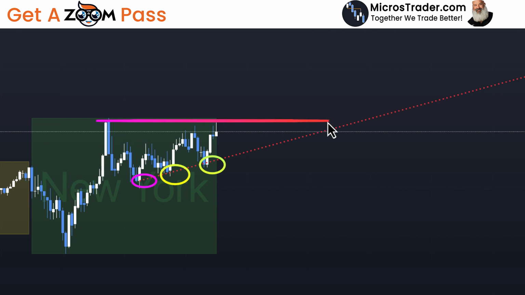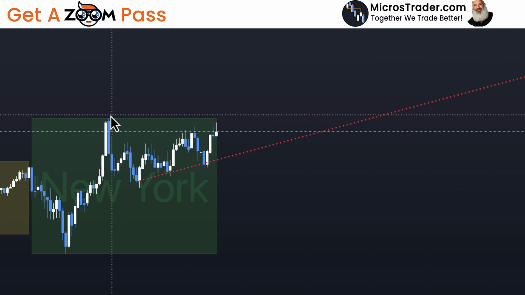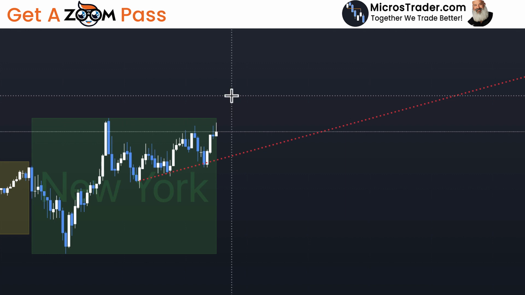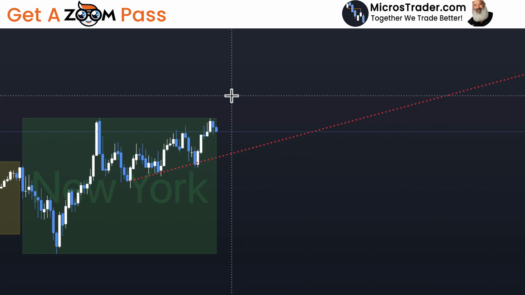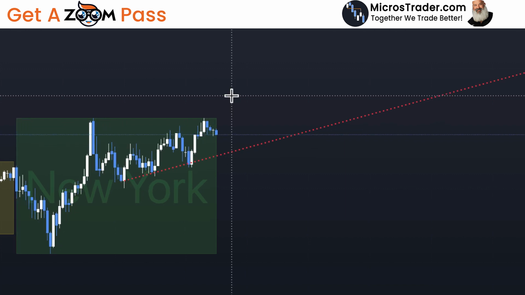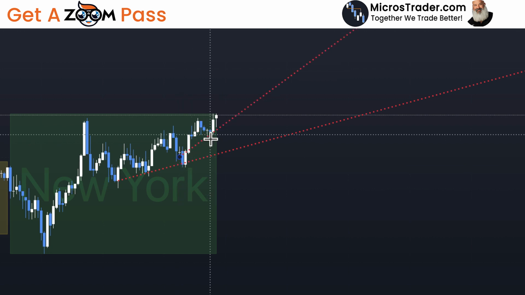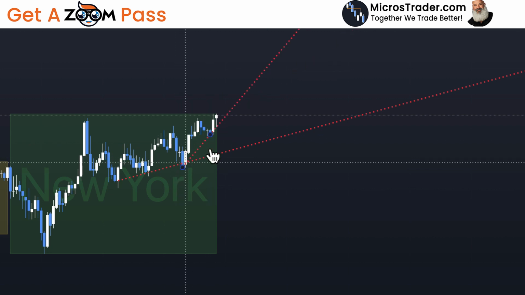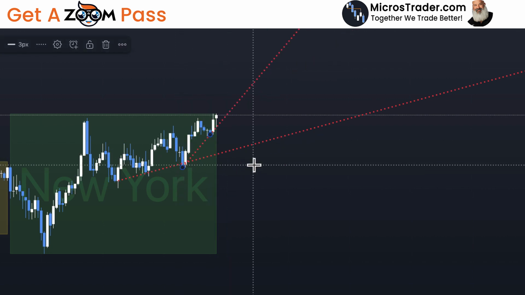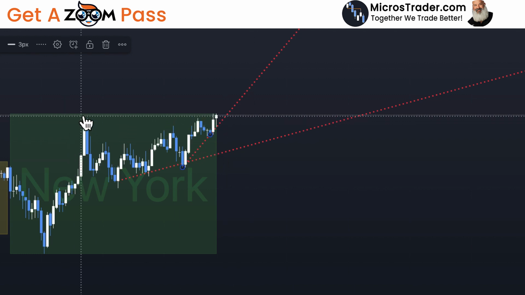Most likely it's going to attack the high from the morning. So let's watch. It matched it. And now what is happening? What's happening at this moment? At this moment, I would now say, have we gone parabolic? Blue candle to blue candle. Have we gone parabolic? It's taking this liquidity.